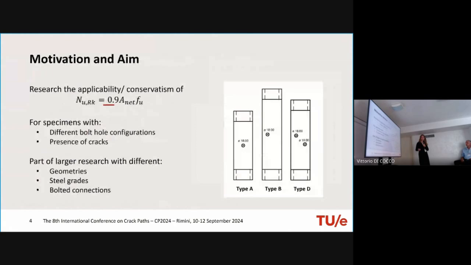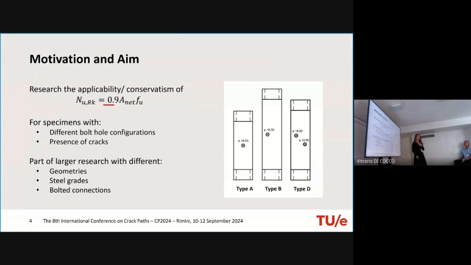So the motivation of this research is to research the applicability of this plane resistance formula and especially the conservatism of this 0.9 factor, which is included in this formula. In this research, this is investigated for three different types of specimens, type A, B, and D. Type A is one centric hole in the specimen, type B has one eccentric hole, and type D has two staggered holes. In this research, it is especially investigated when small cracks induced by cyclic loading are present.